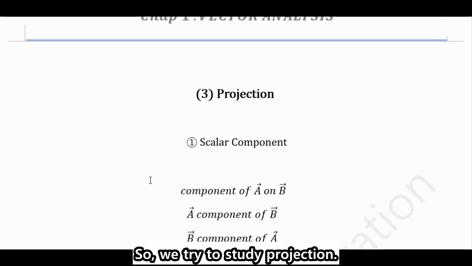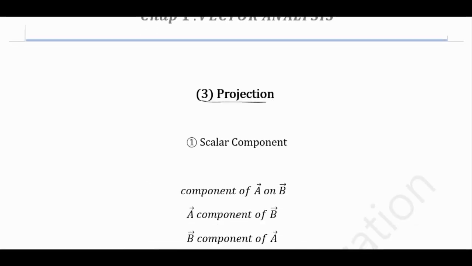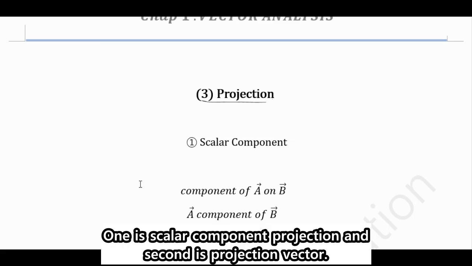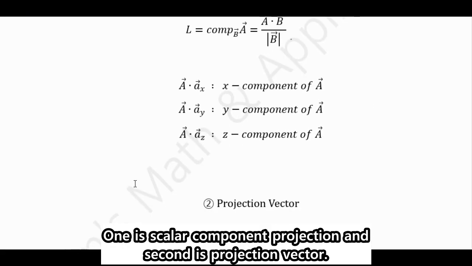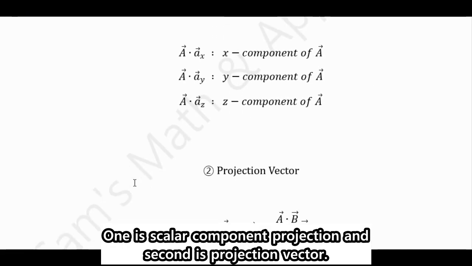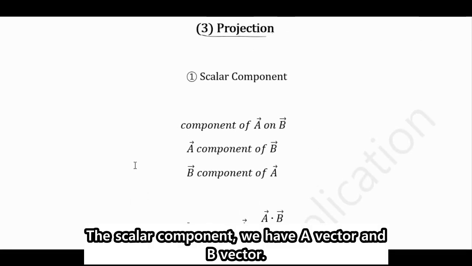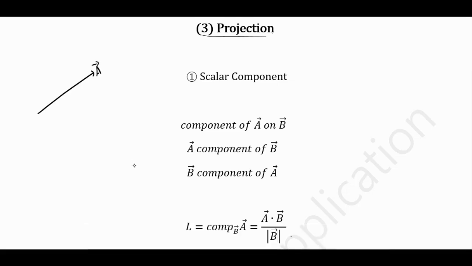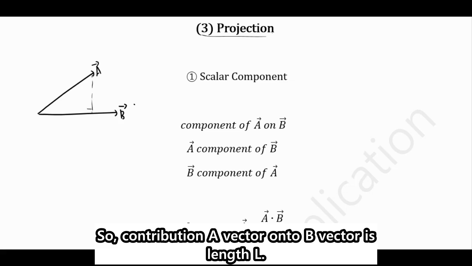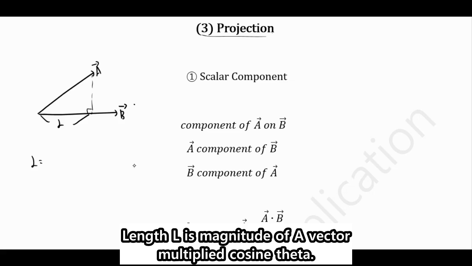So we try to study projection. We have two projections. One is the scalar component projection and the second is the projection vector. For the scalar component, we have A vector and B vector. So the contribution of A vector onto B vector is length L. Length L is the magnitude of A vector multiplied by cosine theta.